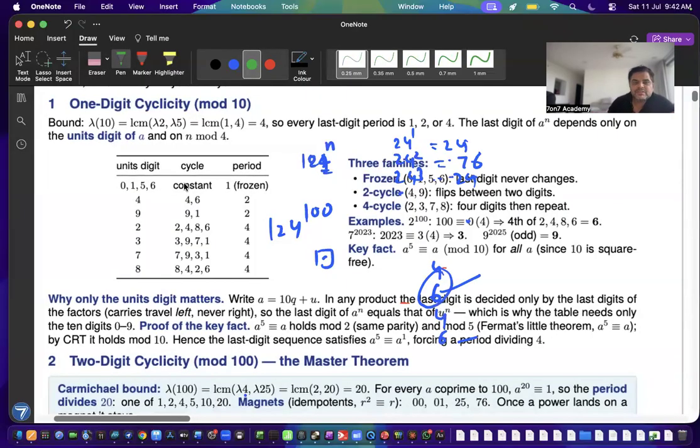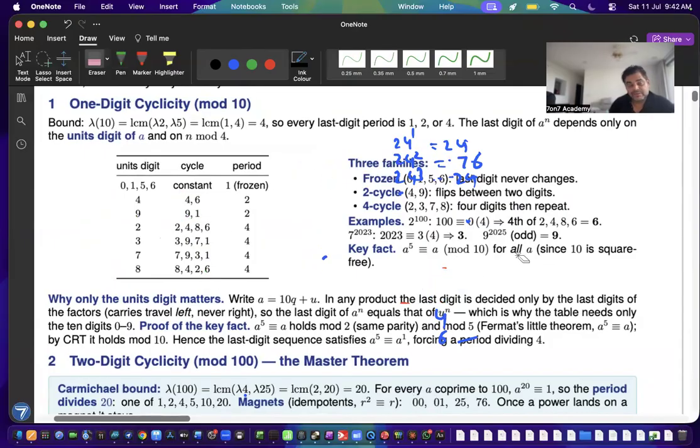Second, cyclicity of 9: what happens on 9? Just like you have something ending in 9, like 49 raised to 1, you get 49. 49 raised to 2, you get something 81. You will get 81. Then 49 raised to 3, you will get again something ending in 9. You will get 9, 1, 9, 1 like that.